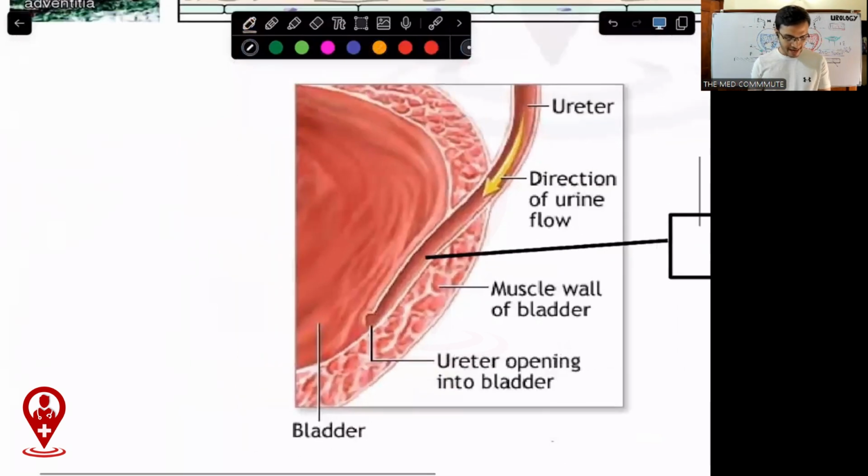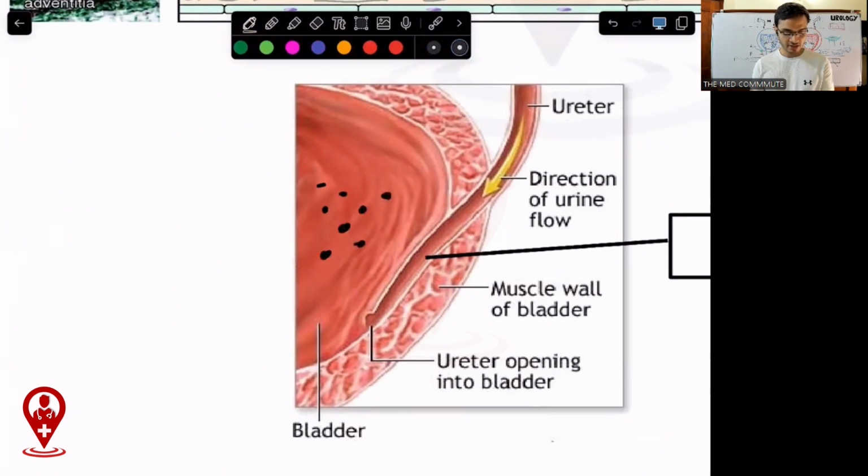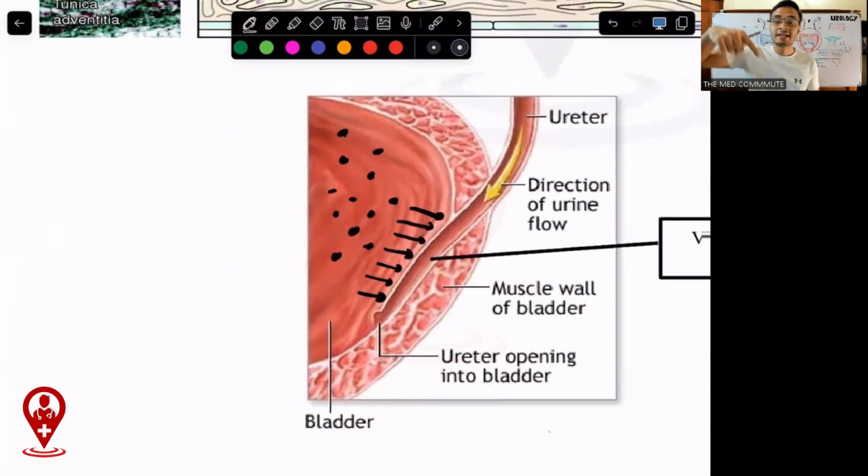What is the importance here, guys? As urine starts filling, now I will draw it in black, as urine starts filling like this, this urine is going to start pushing just like that against this obliquely entering ureter. What does this do? This will help close the entrance of the ureter. As the bladder is filling up, it starts pushing against the entrance orifice of this obliquely entering ureter, and therefore the orifice or the entrance point of the ureter will close.